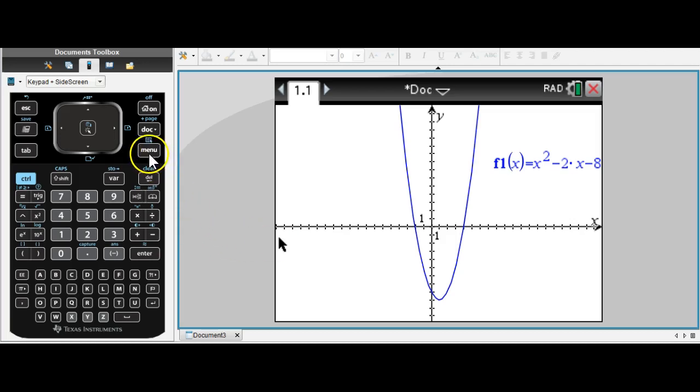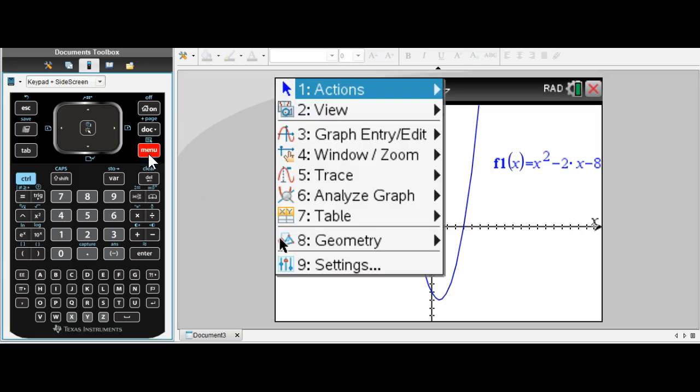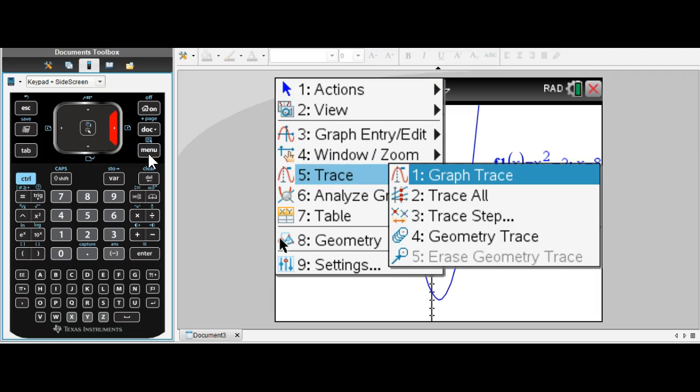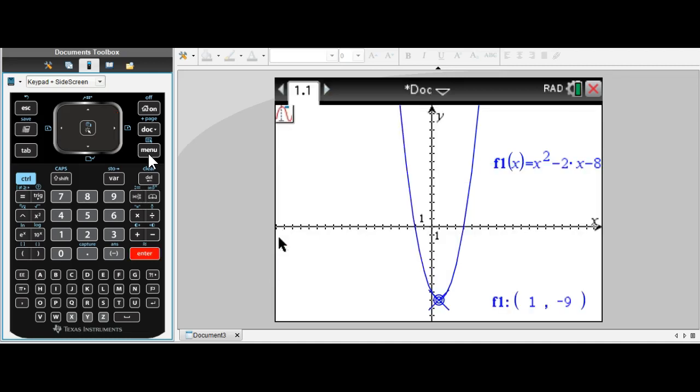So again, I'm going to go into menu. This time I'm going into number 5, which is trace, and I'm going to select graph trace. So menu, number 5, followed by number 1. Once I do that, you would notice on the screen that we get a cross with a circle. And that's the tool we're going to keep moving to the left and right to work out the different points.